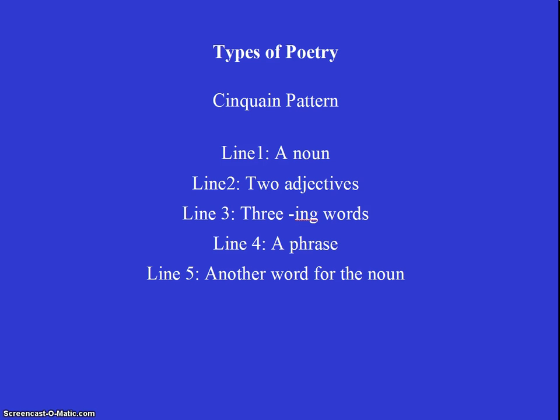We're going to begin with a cinquain poem, and there's a certain pattern that it follows. If you look at line 1, it's always a noun. If you look at line 2, there are 2 adjectives that describe that noun. Line 3 usually has 3 ing words in it. Line 4 is a phrase about your topic, and line 5 is another word for the noun. Now let's look at an example of a cinquain poem.